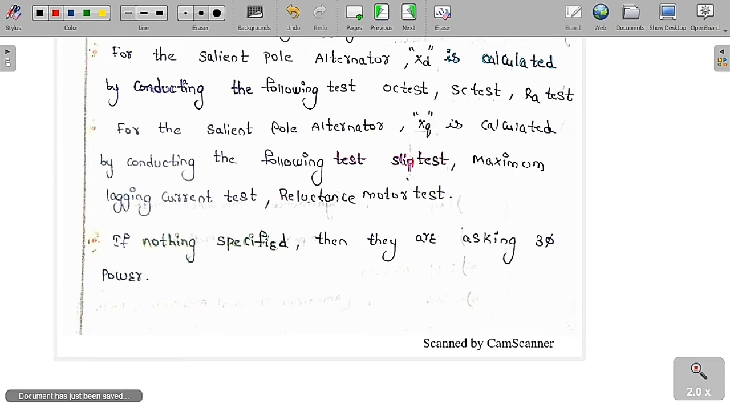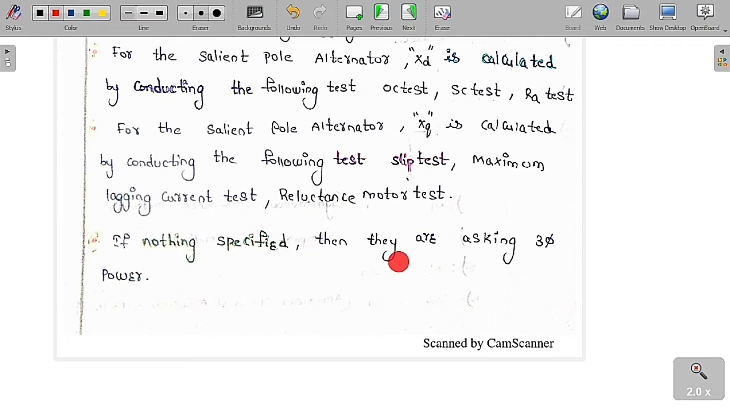So this is a very important one that you always have to remember. For the salient pole alternator, the direct axis reactance is calculated by conducting the following tests, which are the OC test, SC test and the ZPF test. For the salient pole alternator, the quadrature axis reactance XQ is calculated by conducting the following tests, which are the slip test, maximum lagging current test and the reluctance motor test.